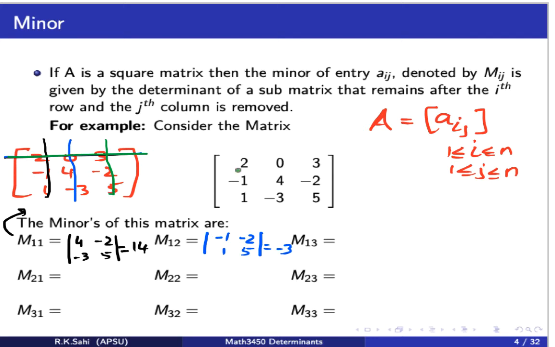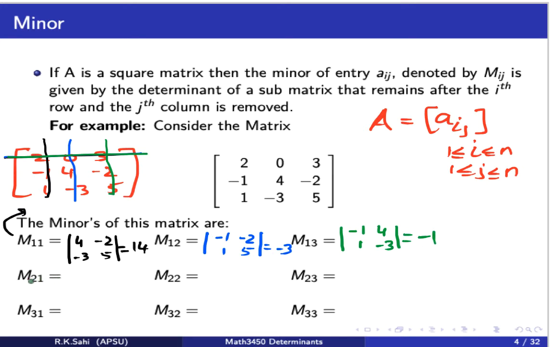What are we left with? We're going to find the determinant of -1, 1 and 4, -3. So what do we see here? It's 3 minus 4, minus 1.